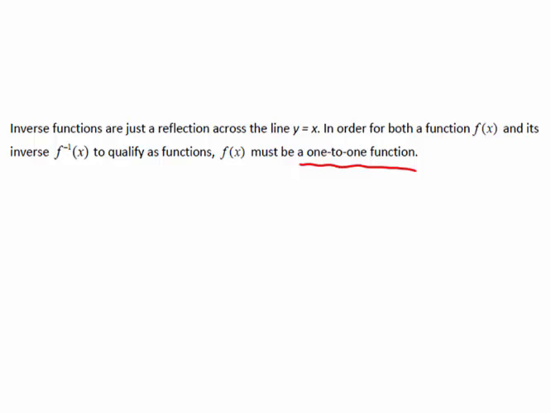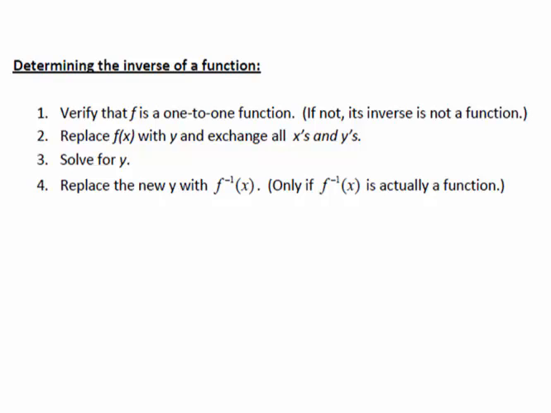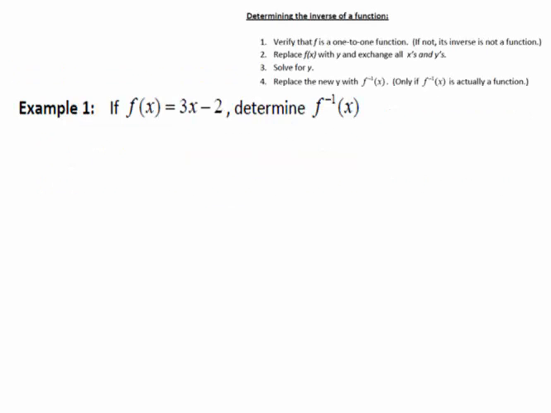But let's first determine the inverse. And determining the inverse is really just a four-step process. We're going to do this in our example. First of all, we want to determine, is the original function one-to-one? If it's not, the inverse is then not a function. The inverse will exist, but it's not a function. Once we have determined that, then we can replace f of x with y and change all the x's and y's, solve for y, and then replace the new y with this notation f to the negative 1 of x. And this is only true if it's actually a function. Now, if that seems confusing at first, we're going to apply it when we do our example here.